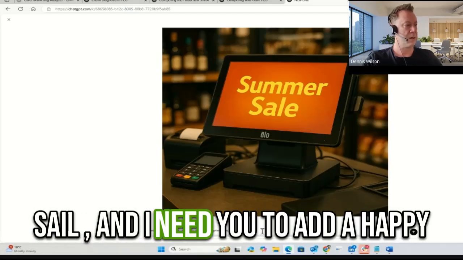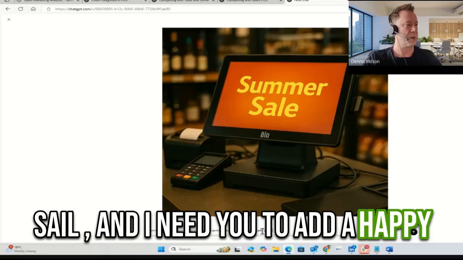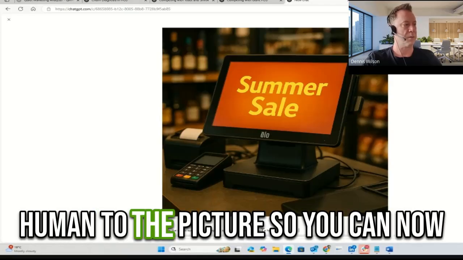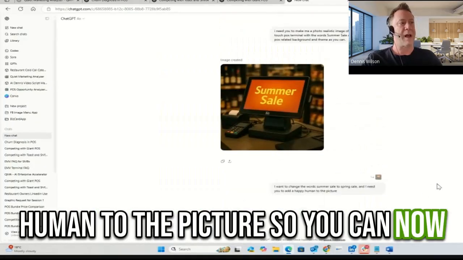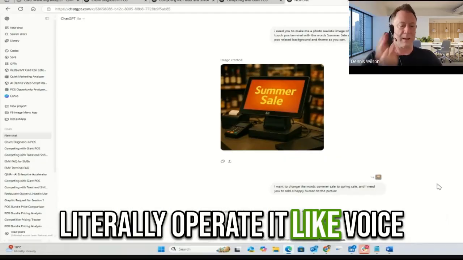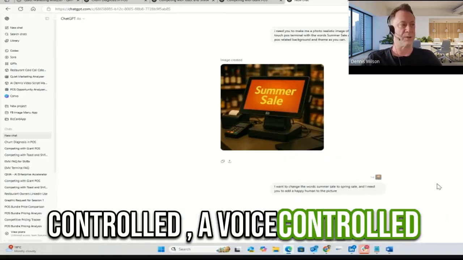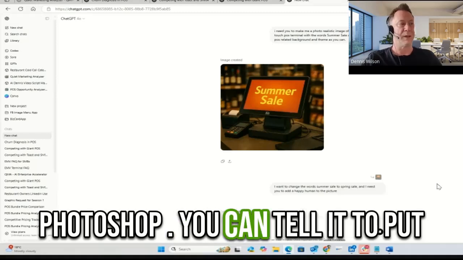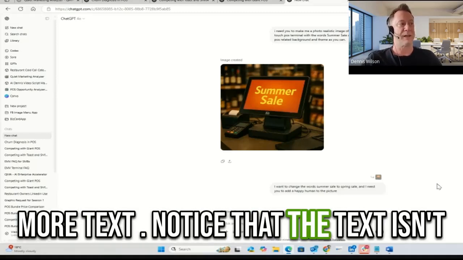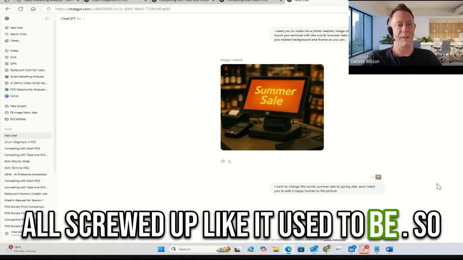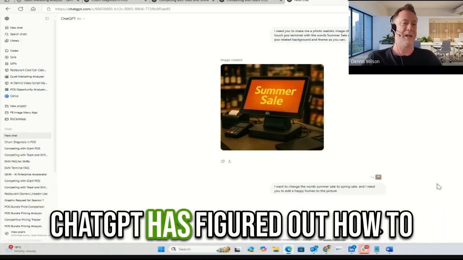And I need you to add a happy human to the picture. So you can now literally operate it like a voice controlled Photoshop. You can tell it to put more text. Notice that the text isn't all screwed up like it used to be. So ChatGPT has figured out how to merge.